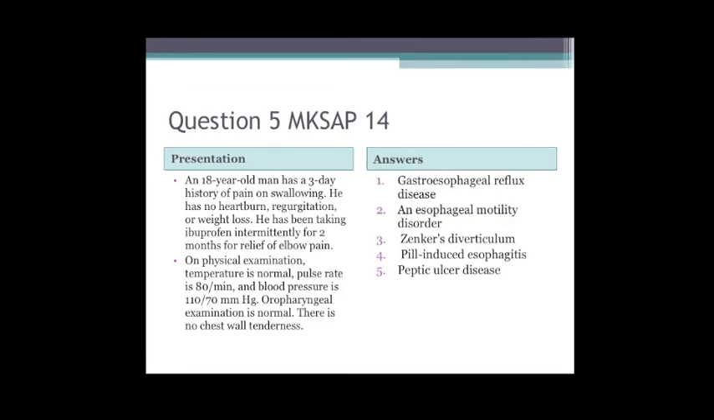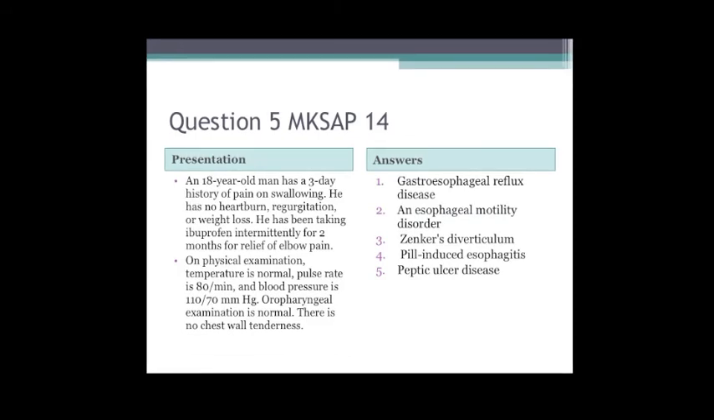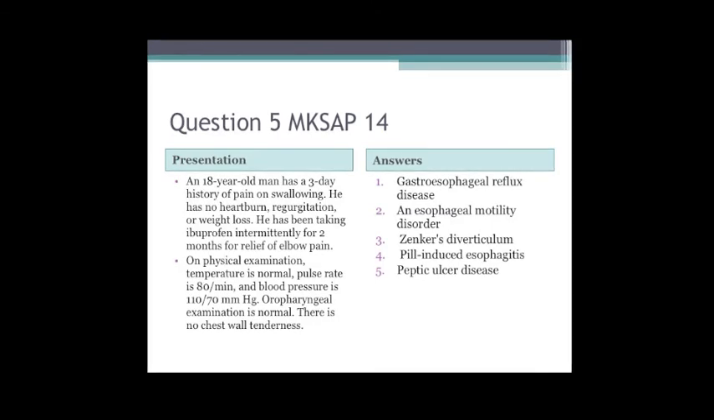And what would your choice be? Reflux disease, esophageal motility disorder, Zenker's diverticulum, pill-induced esophagitis, peptic ulcer disease. How many for reflux? 1, 2, 3?